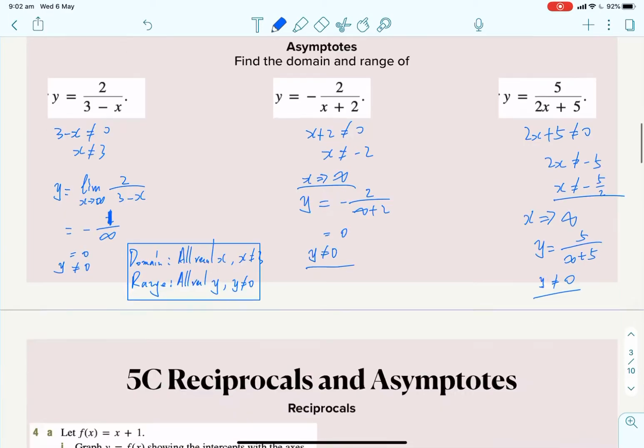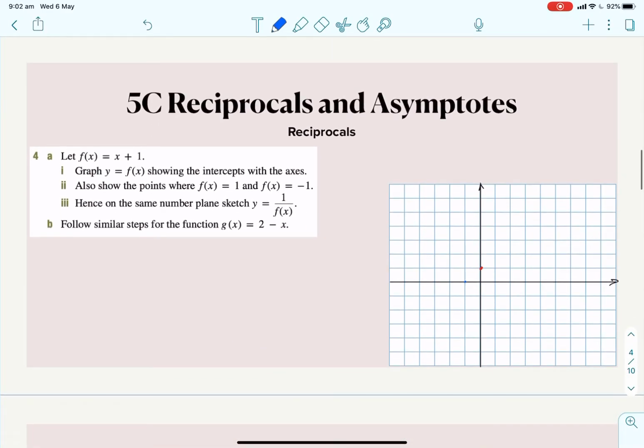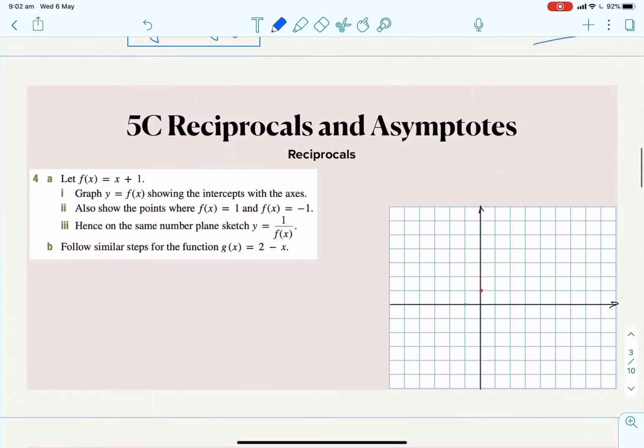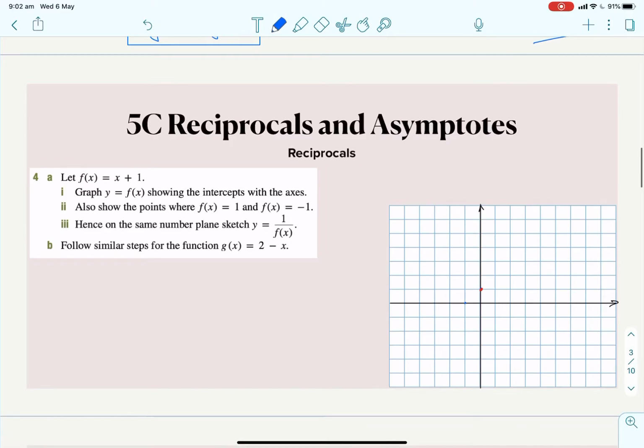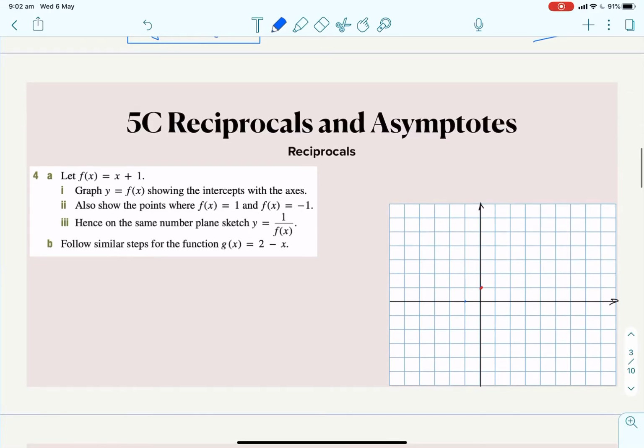Okay, now the next bit is the hardest bit here. I took out question 4 and question 5 there because everything's really similar. So we're going to go through this one slowly, okay? First, we got asked to do y equals x plus 1. So I did a graph here already. Y equals x plus 1. So the y-intercept is 1. Okay, so it's here.